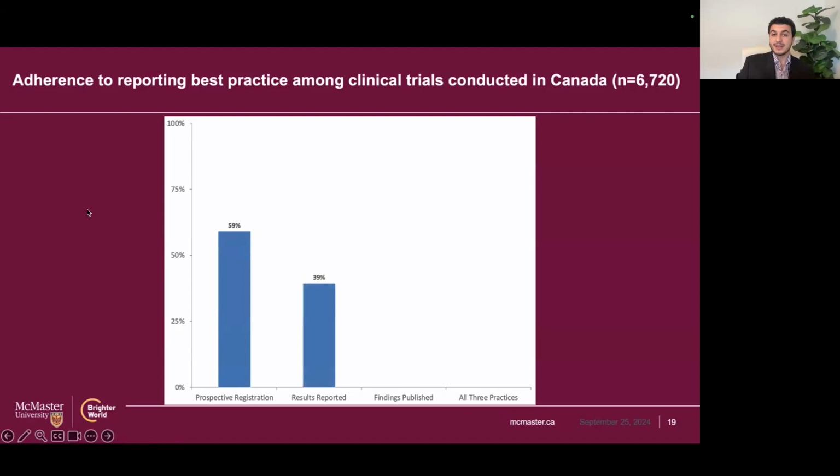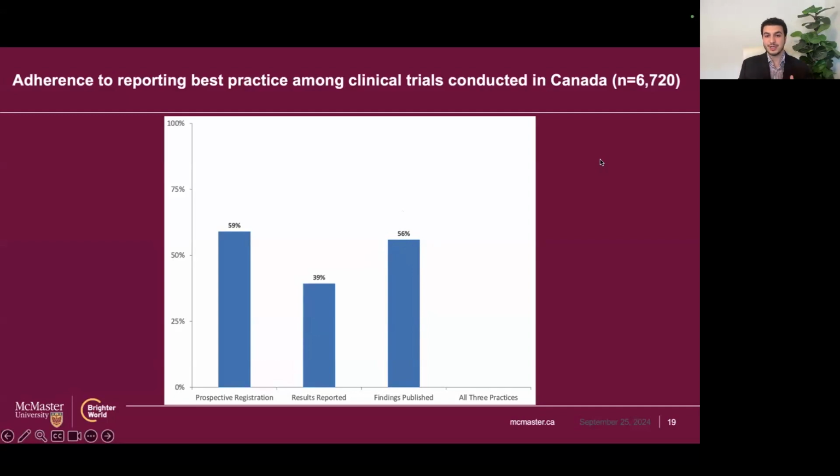When it comes to reporting their results in the registry, that number is roughly 39%. In other words, roughly 60% of all identified trials simply didn't report anything in the registry. We could not validate their results. It would be very difficult to reproduce their paper. And in terms of publishing their findings, that number goes up to 56%.